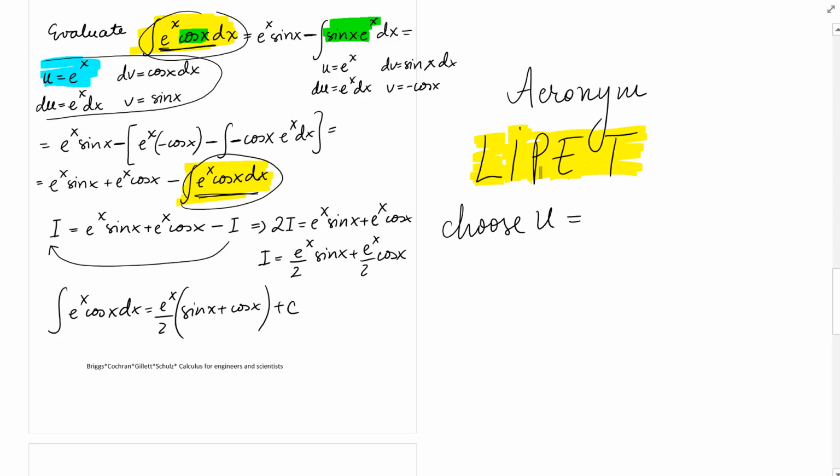So if you think about it, the problem that we just did here had an exponential and a trigonometric one. So what did we choose as our u? We chose the exponential function. I hope this helps.